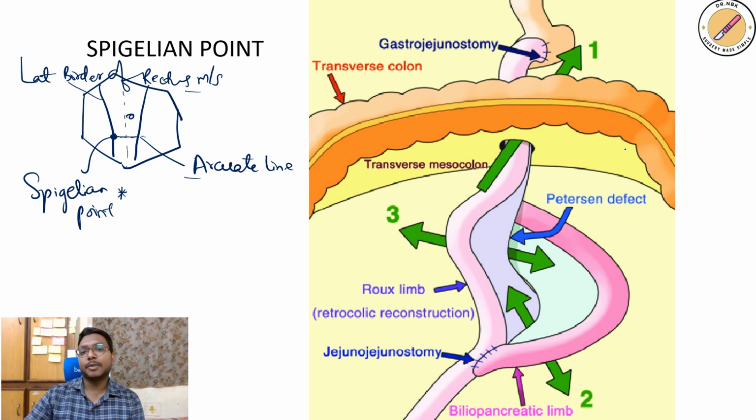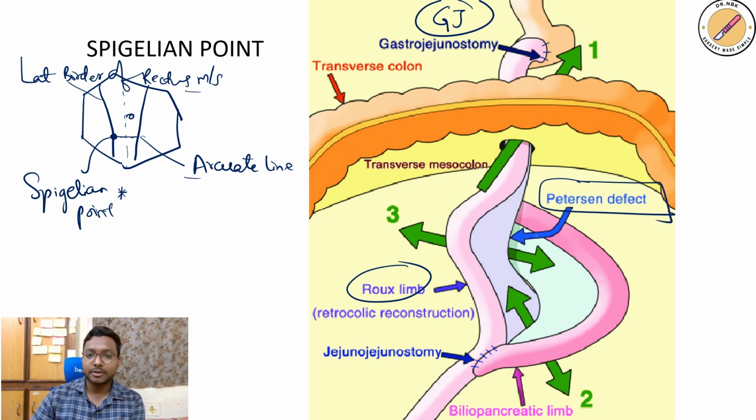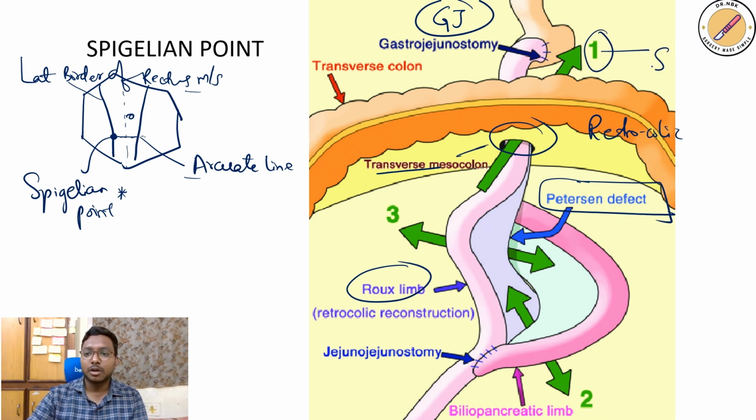Now, this is something like your Roux-en-Y gastrojejunostomy. So you can see here behind the Roux limb, this is your Roux limb. Behind the Roux limb, there is a potential defect that is called Peterson defect. Whenever hernia occurs through this Peterson defect, it is called Peterson hernia. And this is the retrocolic type of GJ. So in the transverse mesocolon, you have a defect here. Whenever a hernia happens through the transverse mesocolon defect, that is called Stammer's hernia.